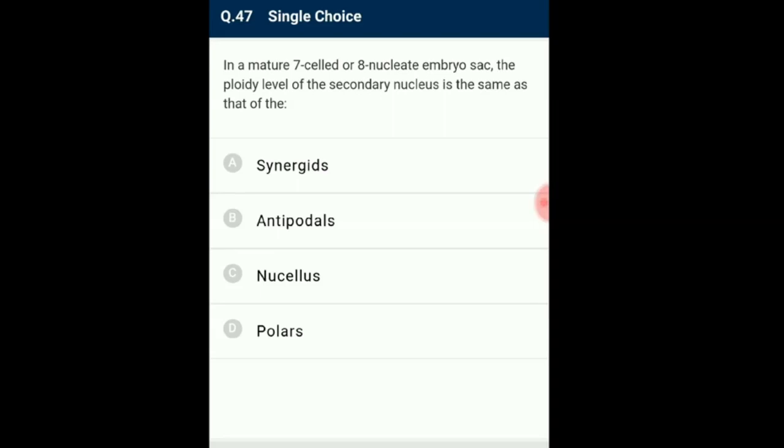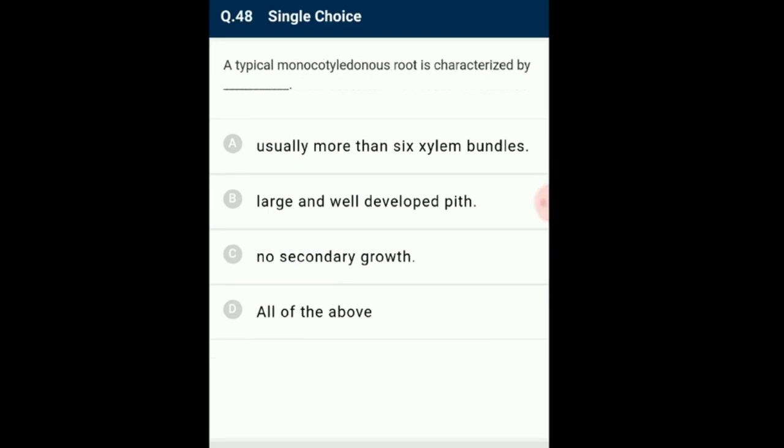The ploidy level of synergids, antipodal cells, and female gamete is haploid, but the secondary nucleus is diploid. It is similar to the nucellus, that is diploid tissue cells which have not participated in the megasporogenesis process. So the answer is option C, nucellus. Question number 48. A typical monocotyledonous root is characterized by. A monocotyledonous plant is a subgroup of angiosperm characterized by having one embryonic leaf or one cotyledon in the seed.